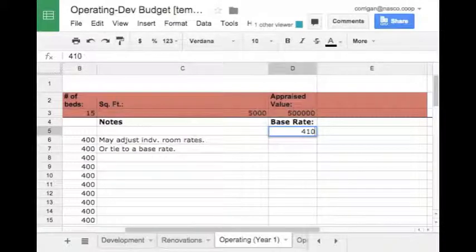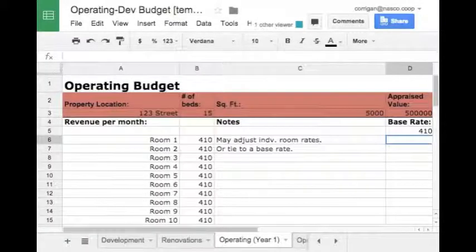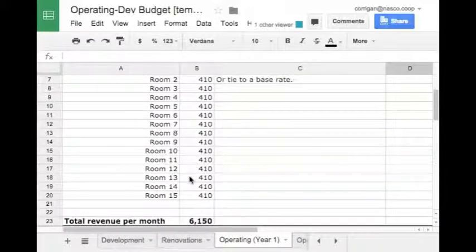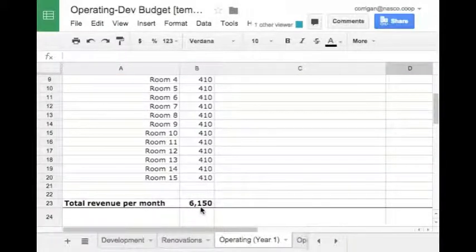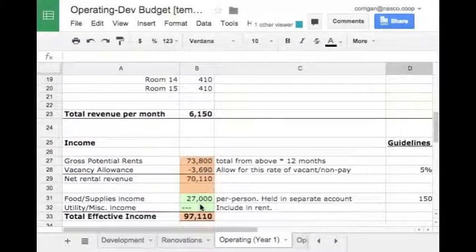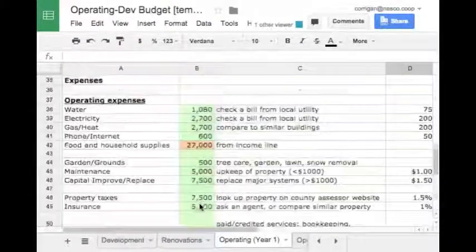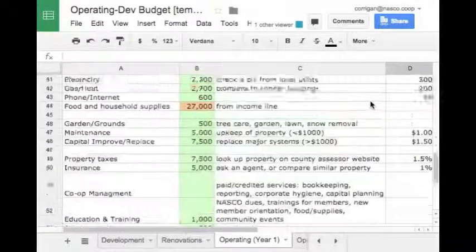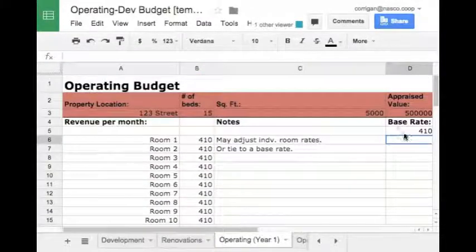So let's go back over here and do what we did earlier. Let's try increasing the rent to $410 per person per room. We update that. It updates all of the room rents. It updates the monthly revenue. That updates the gross potential rents. It updates the income. We can scroll back down here. Oh, we're still negative, minus 2,000. We're going to need to go a bit higher.